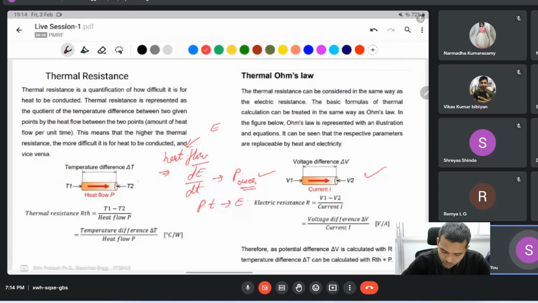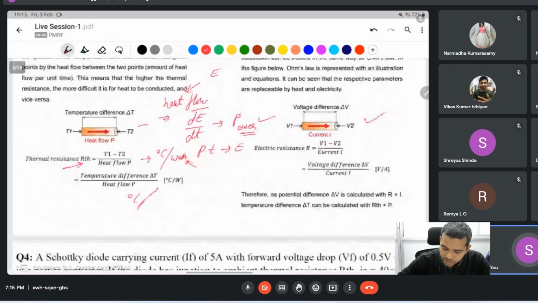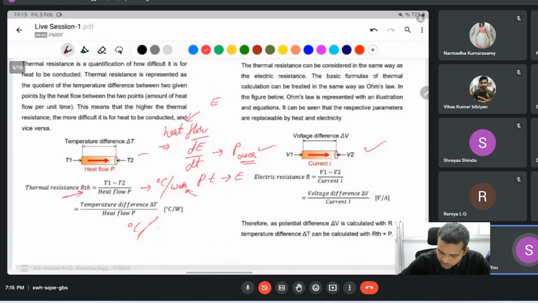If there is a temperature difference between 2 points, power flows from one point to another. Then R_TH is the thermal resistance, like T1 minus T2, the difference between 2 points. Temperature is in degree centigrade. For heat flow, you can change the unit to joule per second. Joule is an energy unit, and joule per second is the watt, a power unit.